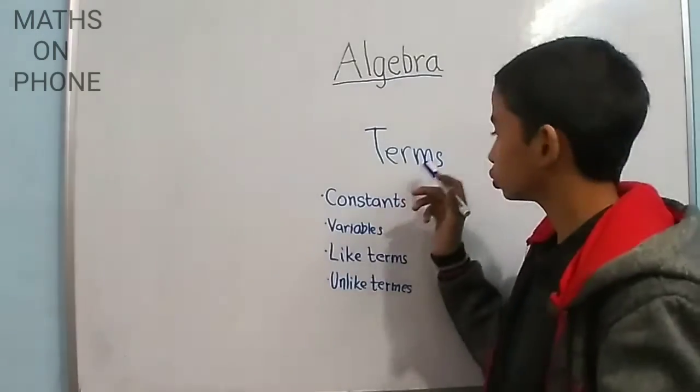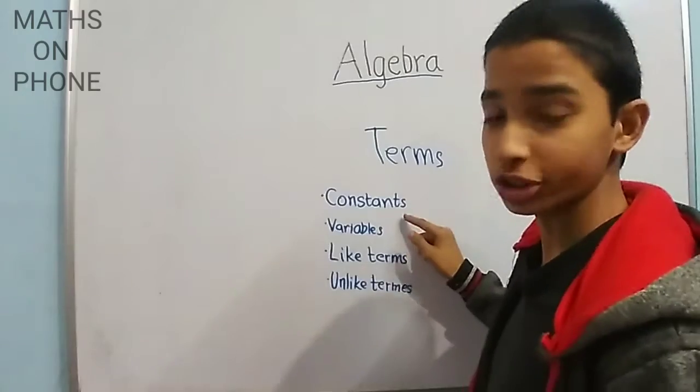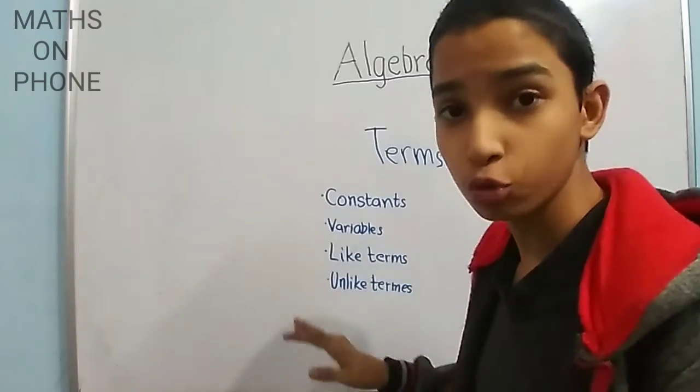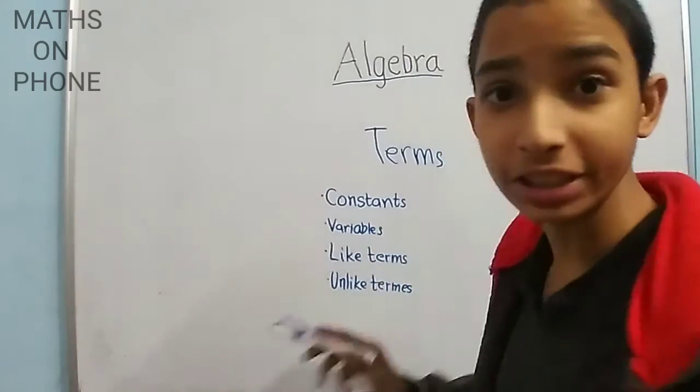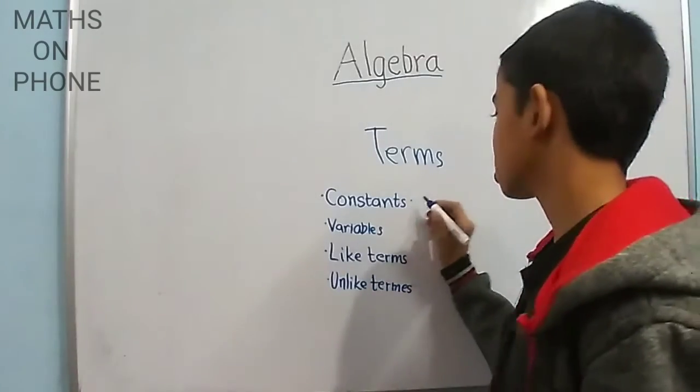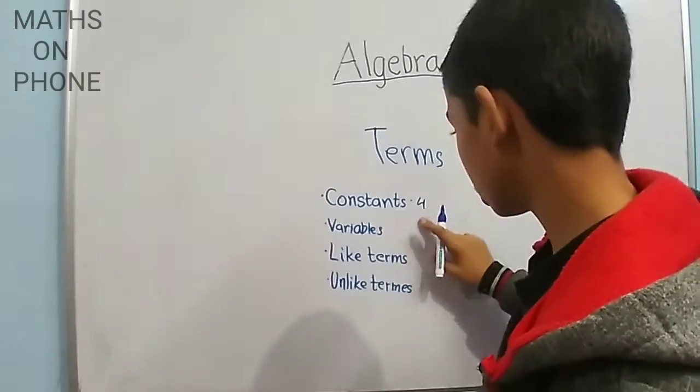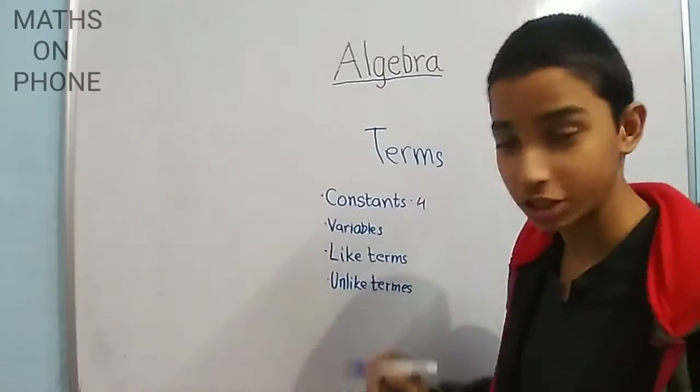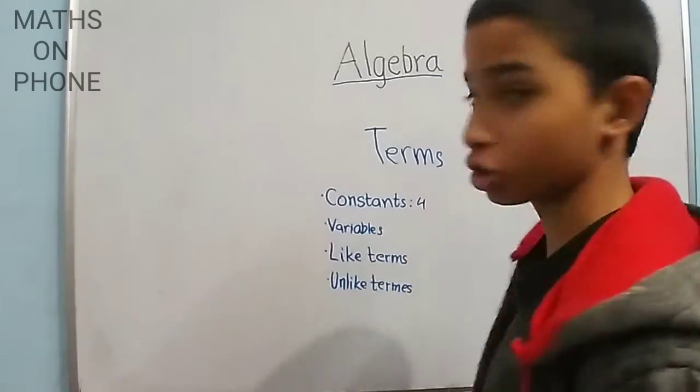Now friends, we come to the terms. The first term is constant. Constant means, as we had earlier discussed, the number we use, such as 4. Its value remains constant. Value does not change, so we call the numbers constants.